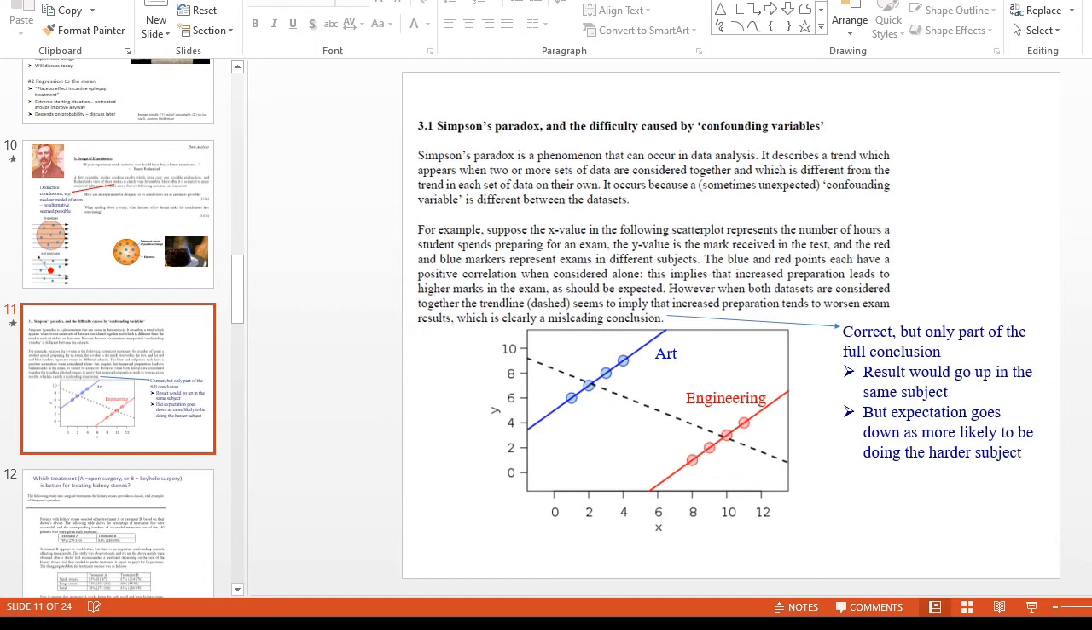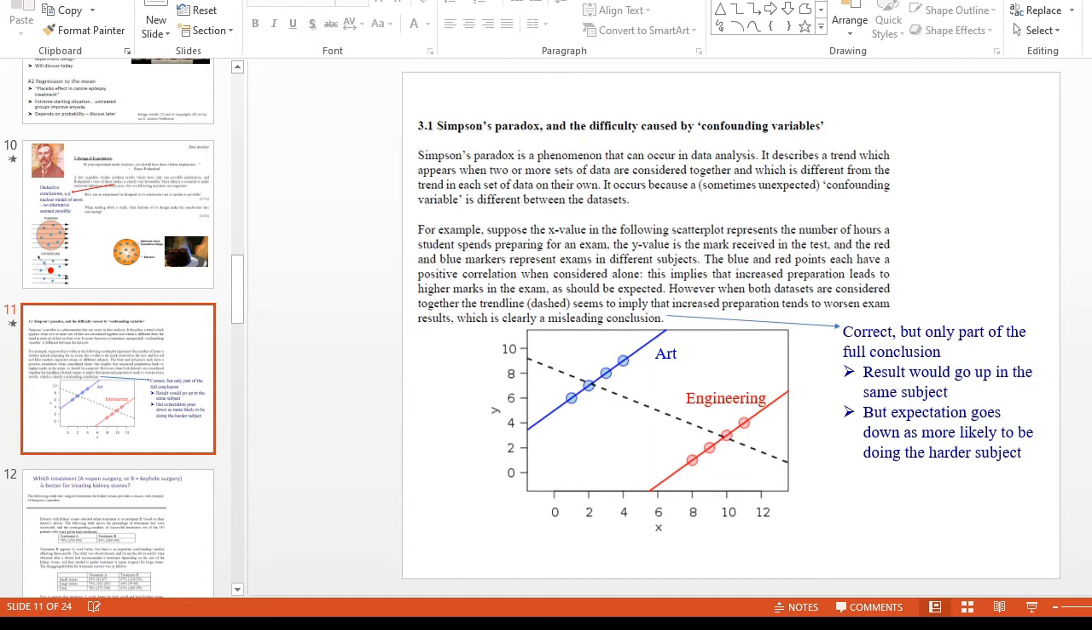Now, because you have between these two types of students two kinds of things varying, both the number of hours they're spending in preparation for the test, but also the subject they're doing, if you forget one of those differences, say the subject that they're doing, and you just fit the dashed best fit line to the data of hours spent revising versus test score, you get this decreasing line. This apparently gives you the conclusion that increasing amounts of revision is associated with lower marks.